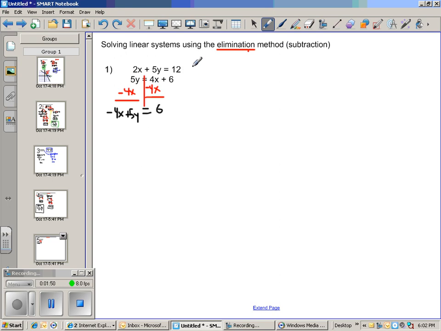So to follow the elimination method, we're going to just rewrite the very top equation without changing anything. That is 2x plus 5y is equal to 12. And then you need to take the second equation, the one that we arranged so it is in standard form, and rewrite it right underneath the other equation. So we get 4x plus 5y is equal to 6.